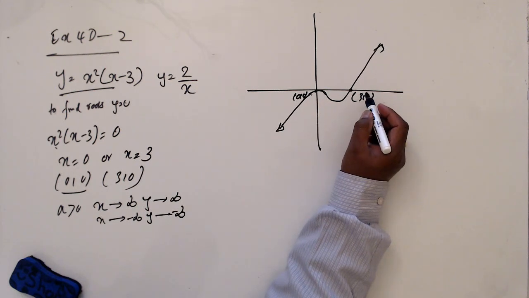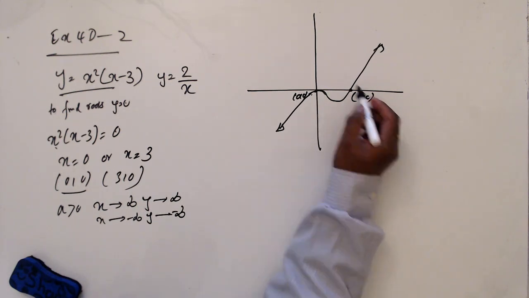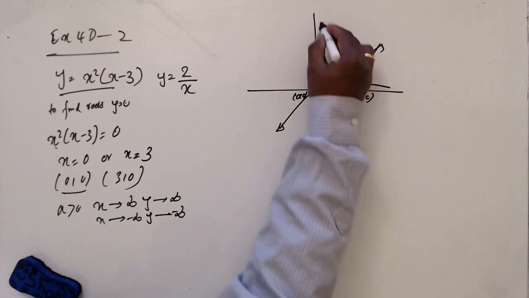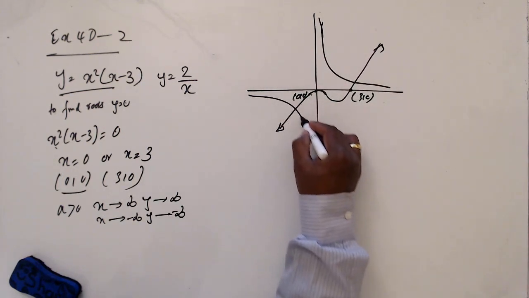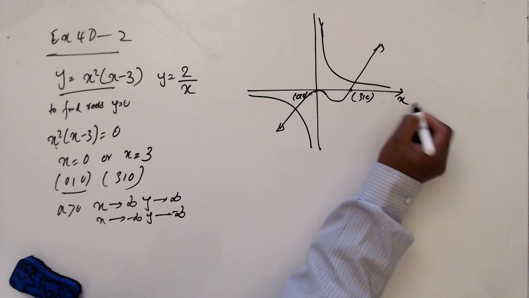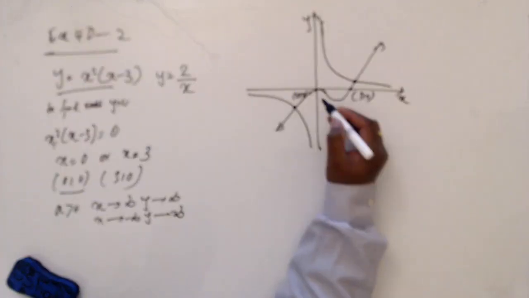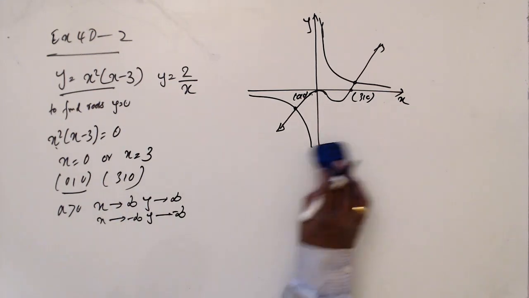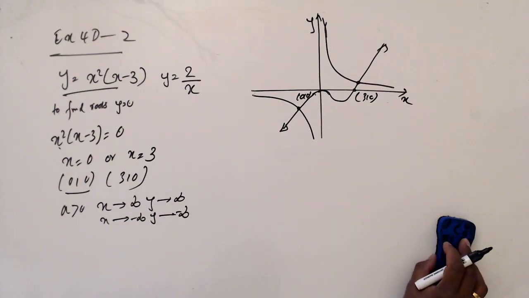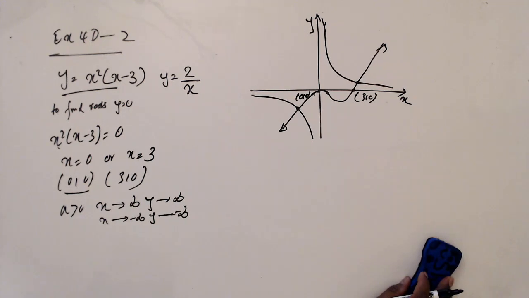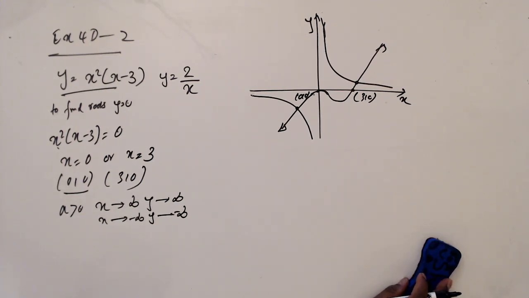And I can see that this is y equals 2 over x, and I can see there are two intersection points. Now the question: explain how your sketch shows that there are only two real solutions to this equation.